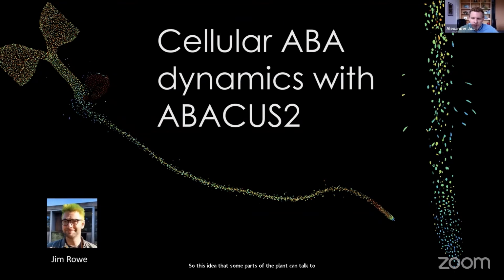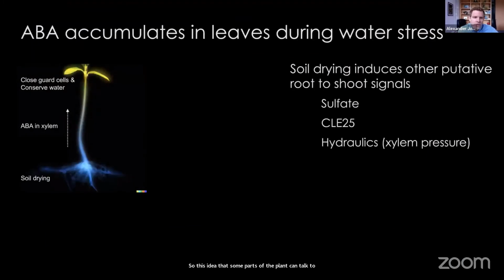Now, you might already be thinking, I've heard this story before. And that's because in the textbooks, ABA is discussed as a mobile signal in the xylem that communicates from roots to shoots. So when you have soil drying, you have an accumulation of ABA that will move up in the transpiration stream to the leaves, where it eventually accumulates in guard cells, closes them, and thereby conserves water. So there's a way for roots to communicate with shoots.